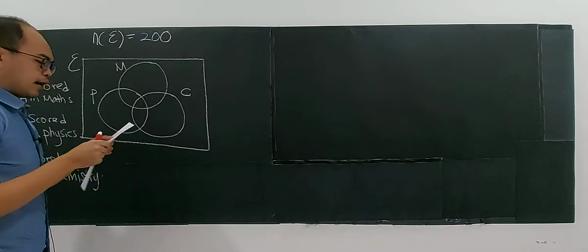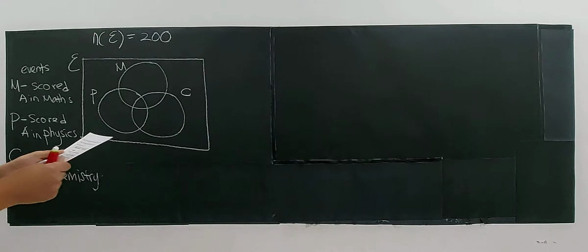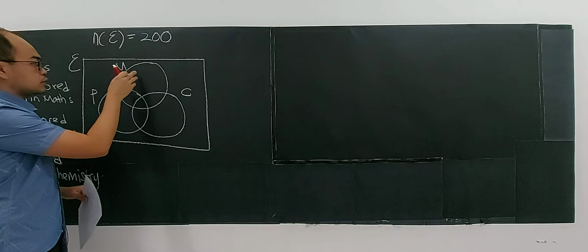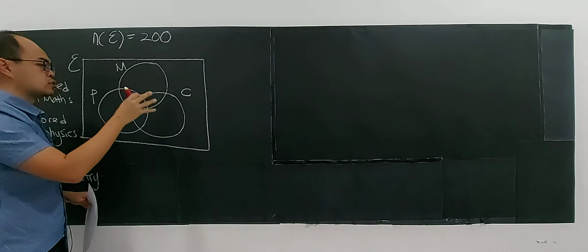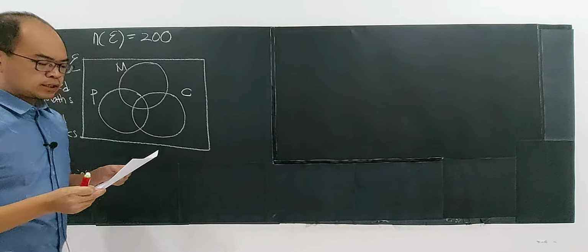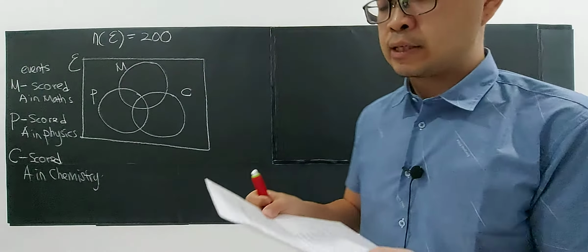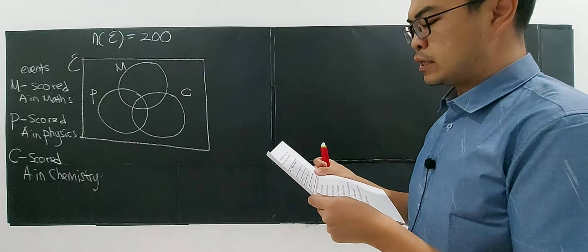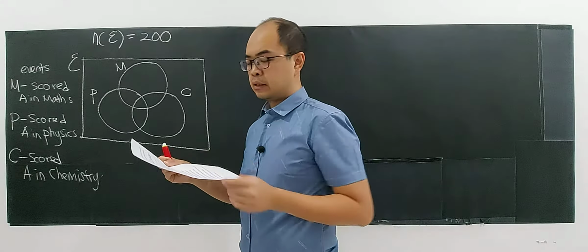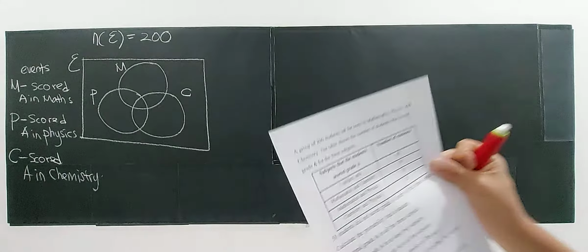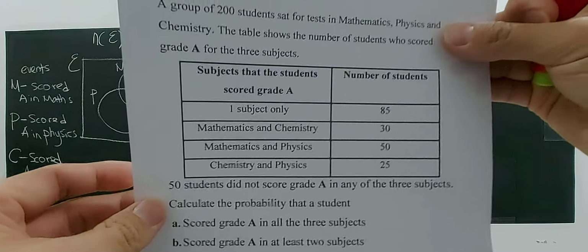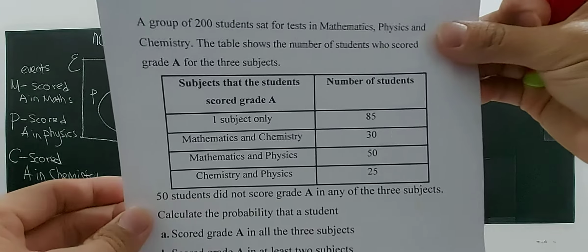Scoring A in 1 subject only means scoring only in mathematics, or only in chemistry, or only in physics. In total there are 85 of them. Mathematics and chemistry have 30, mathematics and physics have 50, and chemistry and physics have 25. Please read the question and solve it before looking at my solution, for a clearer understanding.